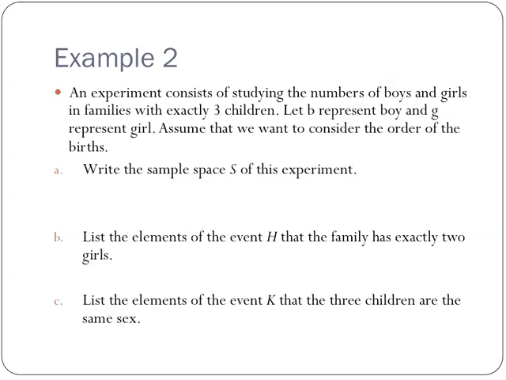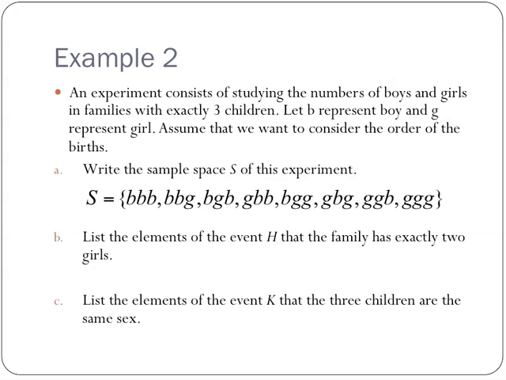Okay, continuing on, we could have a boy and then 2 girls, a girl and then a boy and then a girl, 2 girls and then a boy, and then we could also have all 3 girls. Those are all the different possibilities that you could have if you have 3 children.